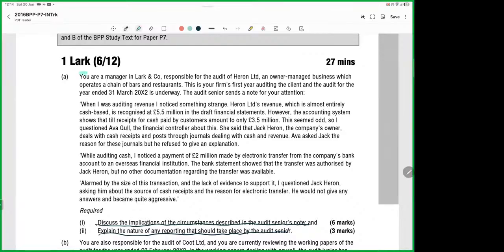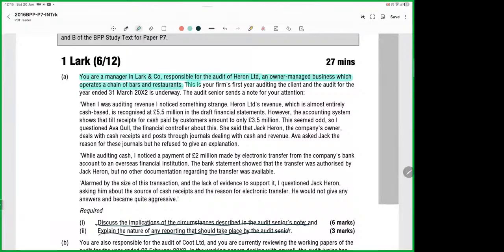So I'm told, ladies and gentlemen, that you are the manager in Luck and Company responsible for the audit of Heron Limited, an owner-managed business which operates a chain of bars and restaurants. You see, owner-managed, that means very high risk. Businesses which are managed by a complete board, with many directors, are in most cases run much better than owner-managed or family-managed businesses.